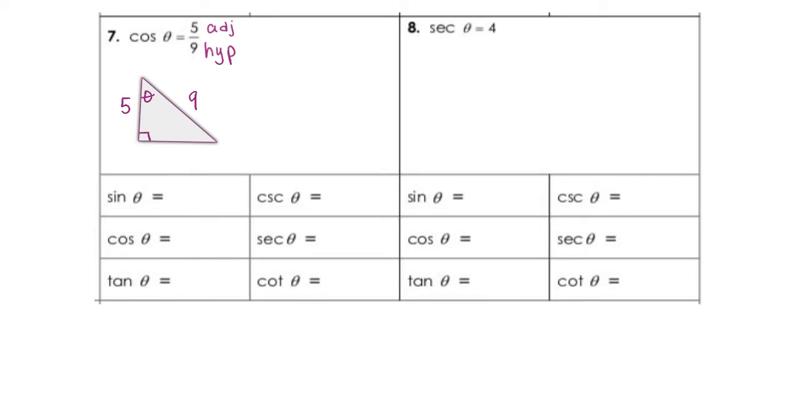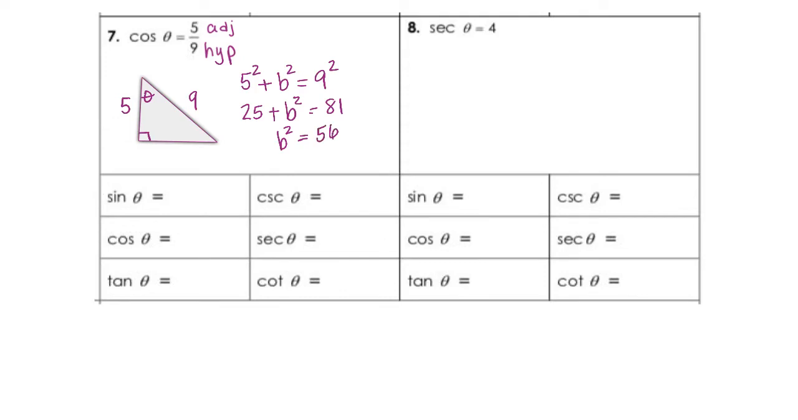And so to find that missing side, we're going to have 5 squared plus that missing side squared equals 9 squared. And so working out this one, notice that we're going to have 25 plus b squared equals 81, and b squared is going to be equal to, let's see, 56, I believe.